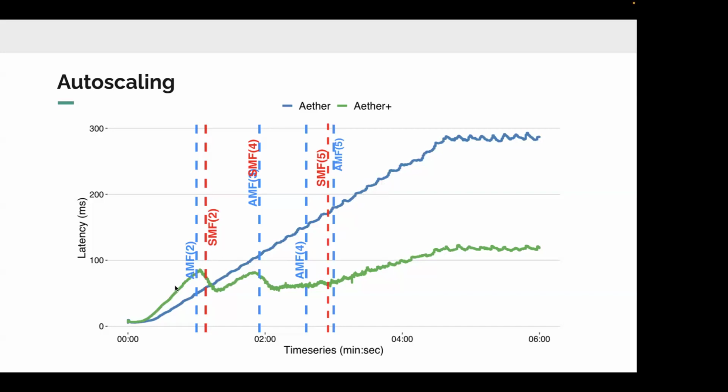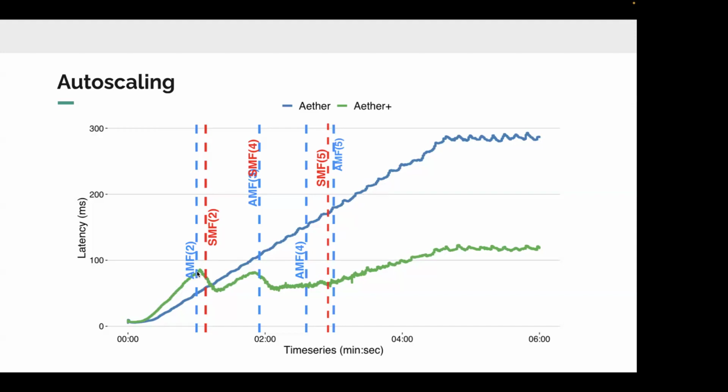But on the other hand, if you see on the Ether Plus, we call it our design Ether Plus, initially we see some higher latency because of the load balancing, the SCTPLB, and storing the state into the DB. But as you see, as more pods are coming in, the traffic is being divided between two pods. Till here, there was only one AMF.